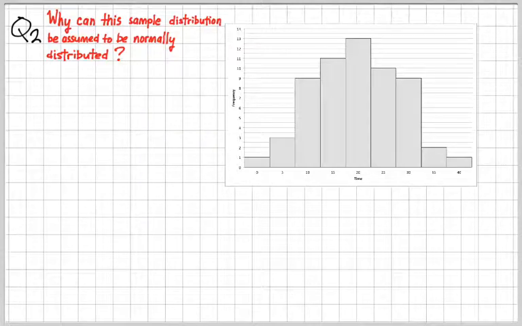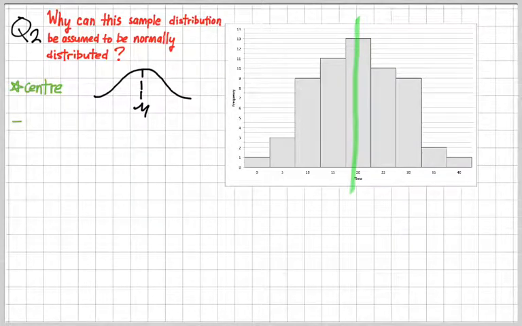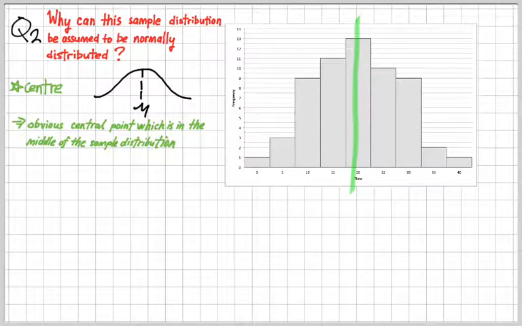Alright, so the very first thing we need to consider here is the center. So that's where I think the center is. And according to our sketch of a standard normal distribution, we want the mean to be right in the middle there. And we want it to sit where most of the data points are. And it looks okay where I've drawn that green line. So what I need to write down is that the obvious central point is in the middle of the sample distribution.